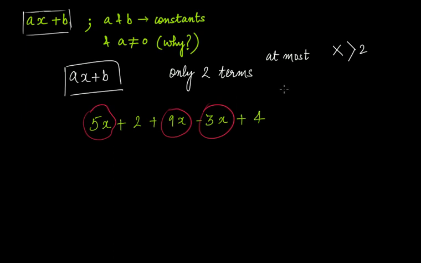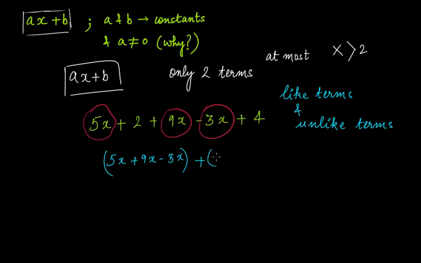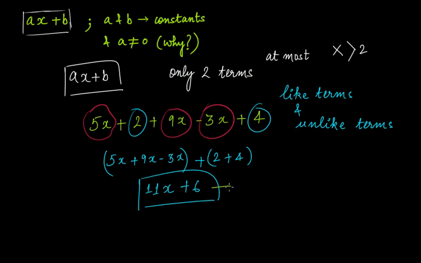You know the concept of like terms and unlike terms. Right. So 5x, 9x and minus 3x. These 3 terms contain the same variable x, right? So 5x plus 9x minus 3x, plus 2 plus 4. These 2 are like terms. Why? Because these 2 are constant terms. 5x plus 9x is 14x, minus 3x is 11x, and plus 6. So it's of the form ax plus b. Again, at most you have only 2 terms.